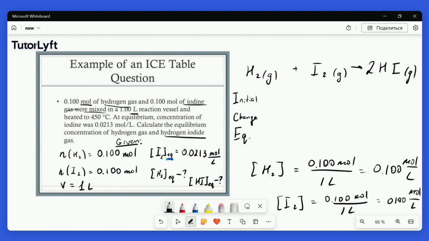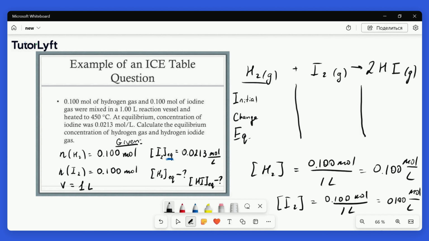So what I get here, the concentrations, these are initial. Think about it. This hydrogen gas and iodine gas were mixed, right? So this is the initial concentration. Now I'm going to split this table into 3 parts because we have 3 compounds.